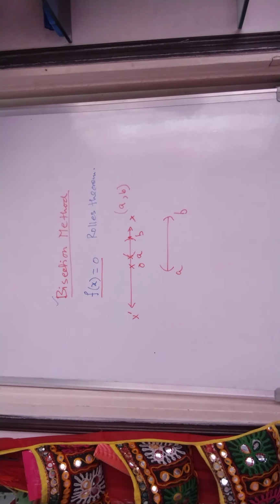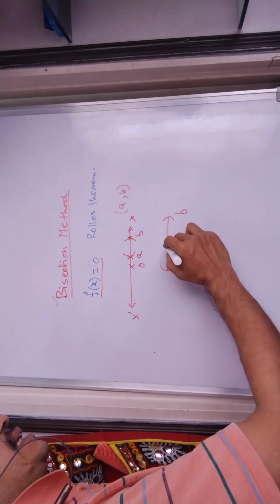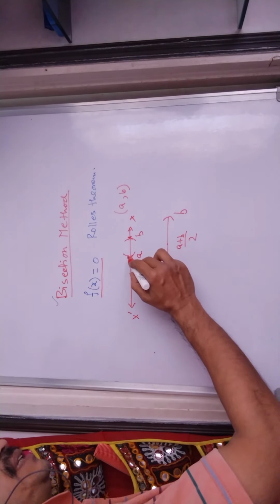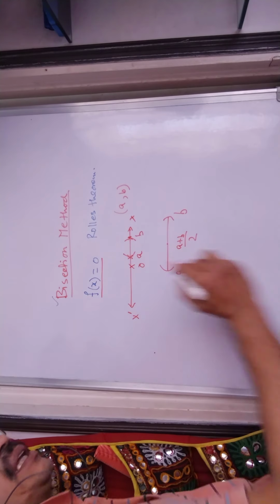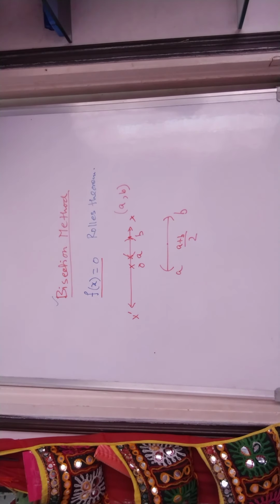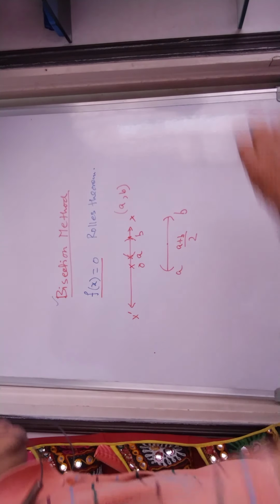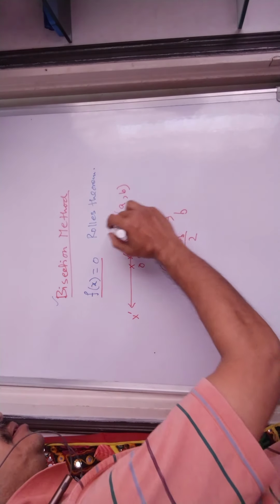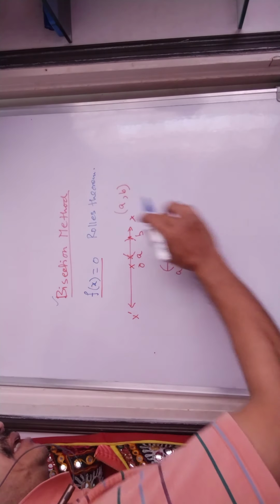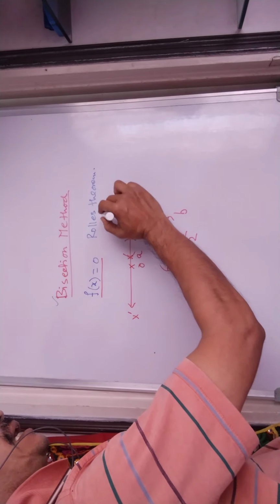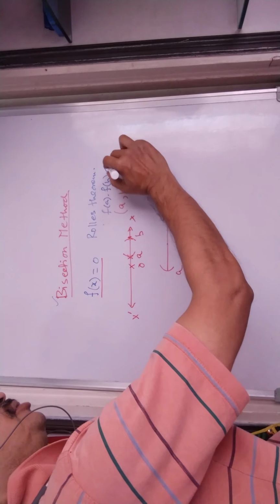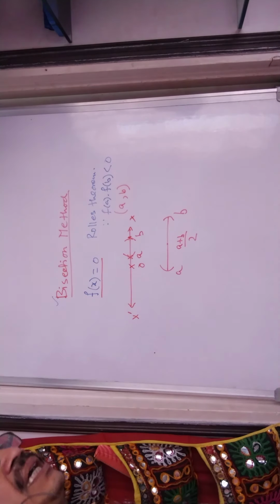How? We just bisect it. This is (a plus b) by 2. Isn't it so? See, if this is a and this is b, this is (a plus b) by 2. So our intention will be to bisect this interval and then test. Why have we chosen the interval (a, b)? Since f(a) and f(b) are of opposite sign, that I have clarified to you. Isn't it so?